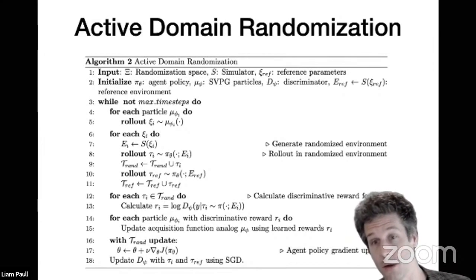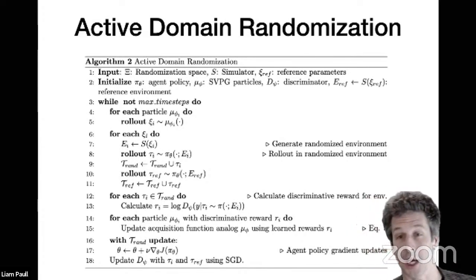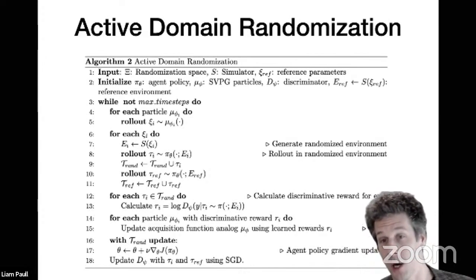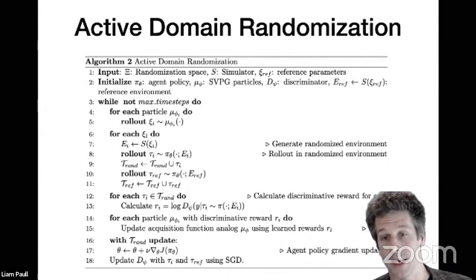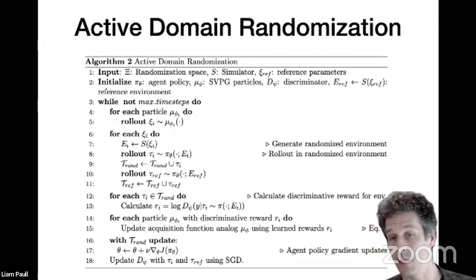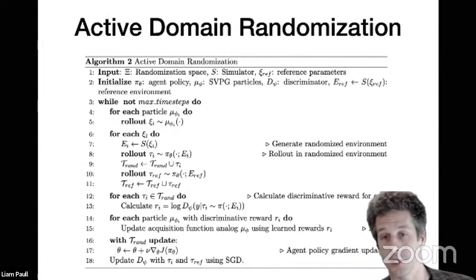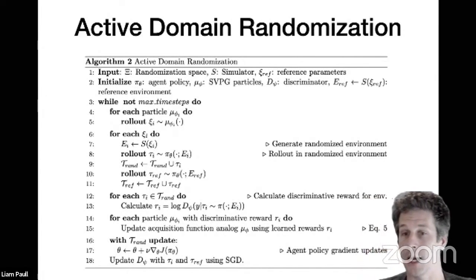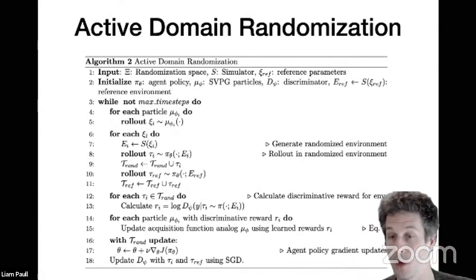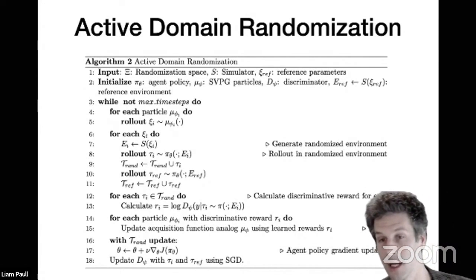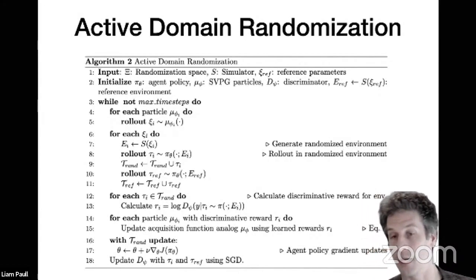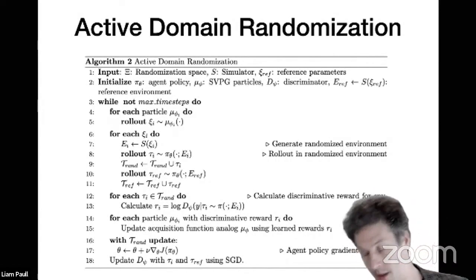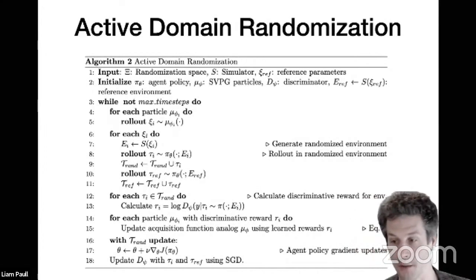So on line 6 now, we're running this loop for each SVPG particle. For each particle, we get a set of parameters that we can use to generate a simulation instance. Then we roll out the policy in each one of these simulation instances. And then in line 13, we can calculate a reward associated with each one of these, which is just the output, the log likelihood of the output given from the discriminator. These are the rewards that are used to update our policy. And then we finally do the big SVPG update to update our particles.